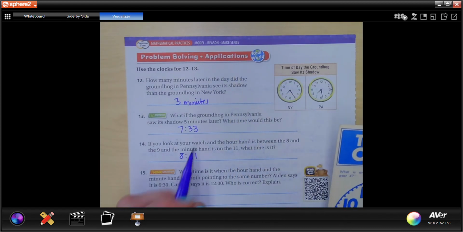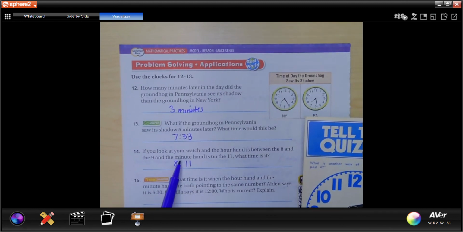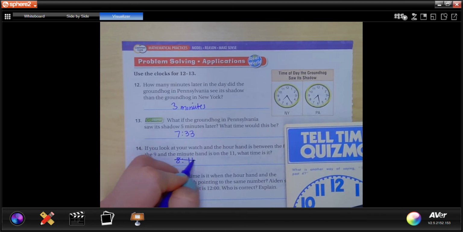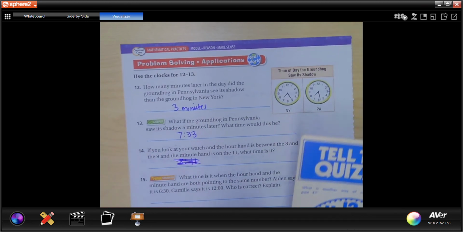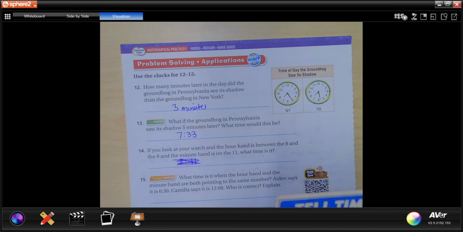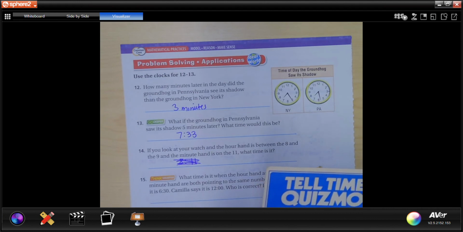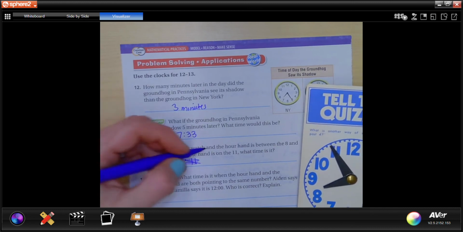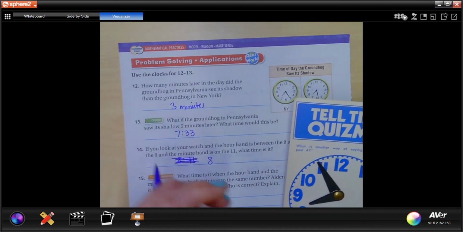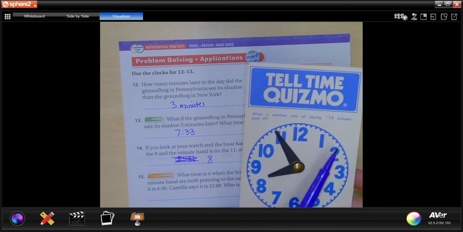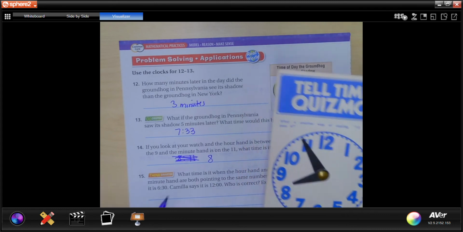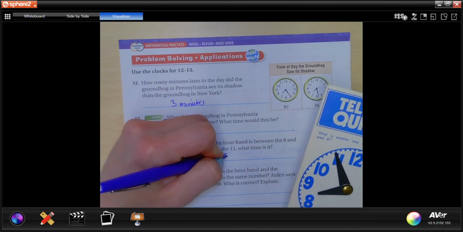Did I read that problem wrong? The minute hand is on the 11. My apologies, everyone. Okay, between 8 and the 9, and the minute hand is on the 11. I thought it was 11 minutes. It's on the 11 on the clock. Okay, so it's between 8 and the 9, so it's 8. Let's count by fives. 5, 10, 15, 20, 25, 30, 35, 40, 45, 50, 55. 8:55. Sorry, everyone.